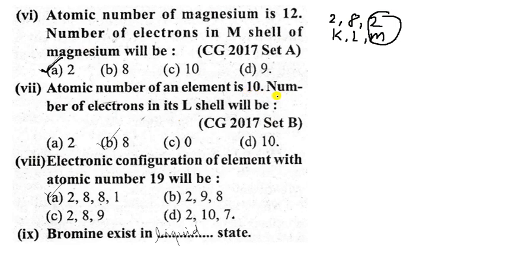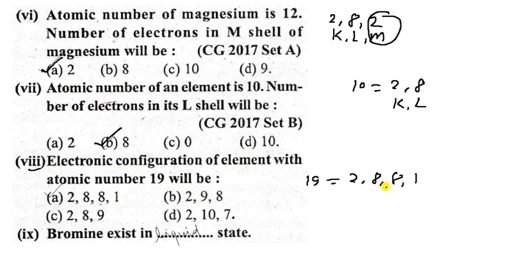The atomic number of an element is 10. Number of electrons in the L shell? So you have to write 8, because 10 is equal to 2 and 8. Here is K and here is L. The electronic configuration of an element with atomic number 19 will be 2, 8, 8 and 1. So that one is your answer.